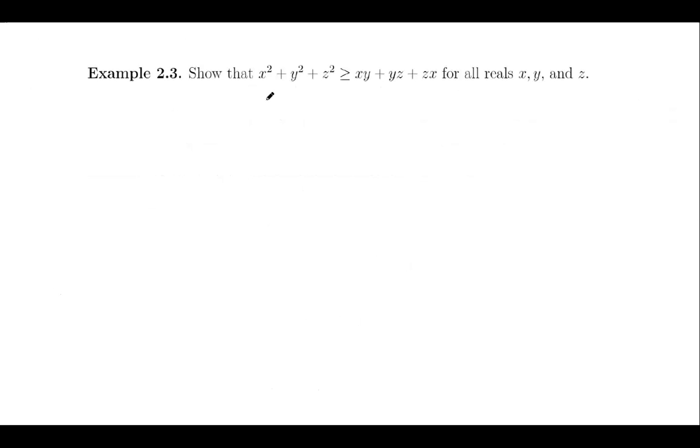Okay, let's look at this one. It asks us to show that x squared plus y squared plus z squared is greater than or equal to xy plus yz plus zx for all reals x, y, and z. So first thing we can do is bring everything to one side, and that means we have something like this.